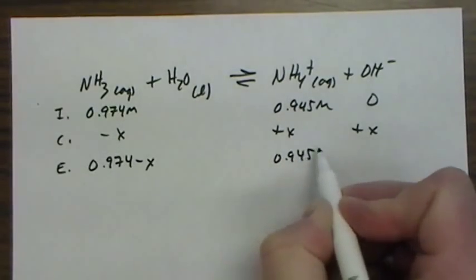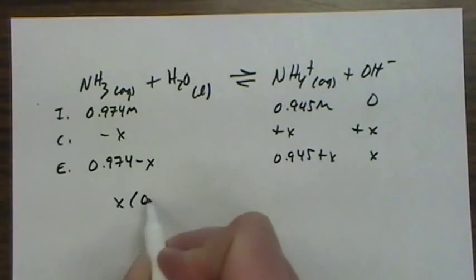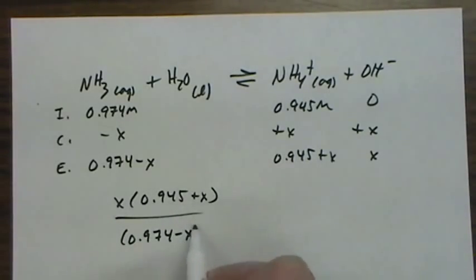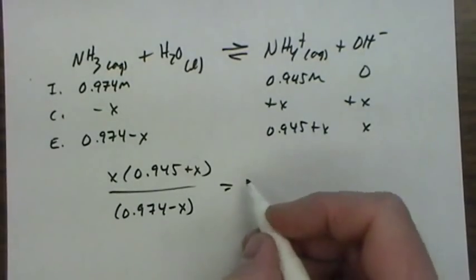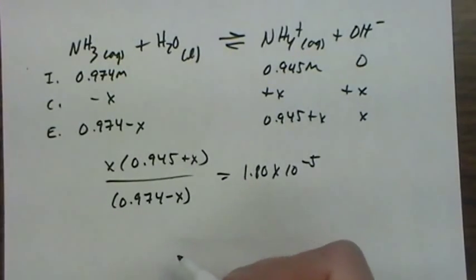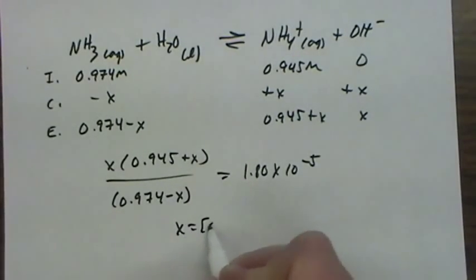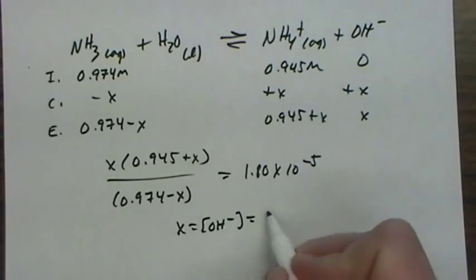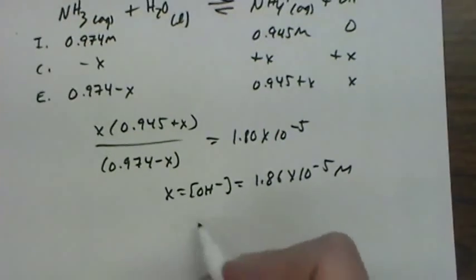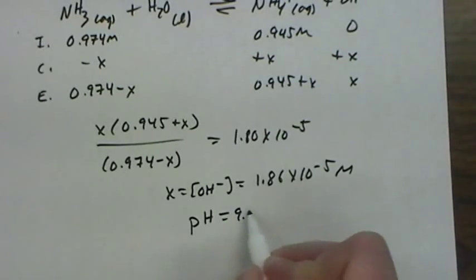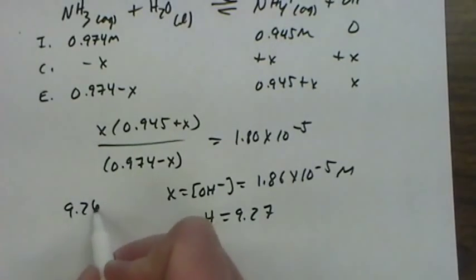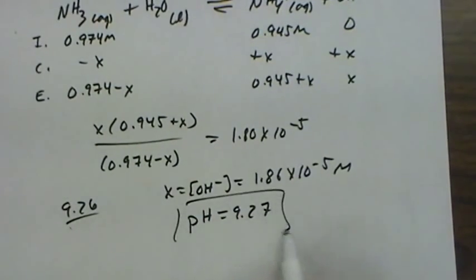And because we're coming up on the end here of the 20 minutes, I don't want to overdo it. This becomes, the KB in this case is 1.80 times 10 to the minus 5. And X, the concentration of OH minus, is 1.86 times 10 to the minus 5 molar. And that gives us a pH of 9.27. Our pH was 9.26. So it went up very, very slightly, which it should.